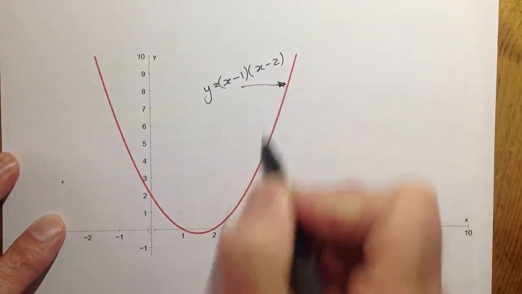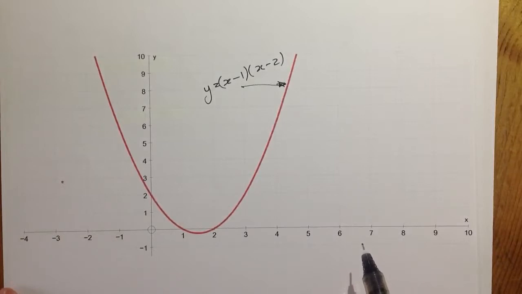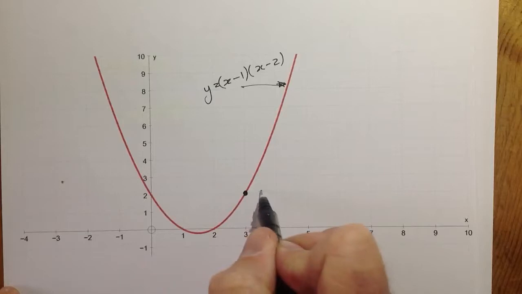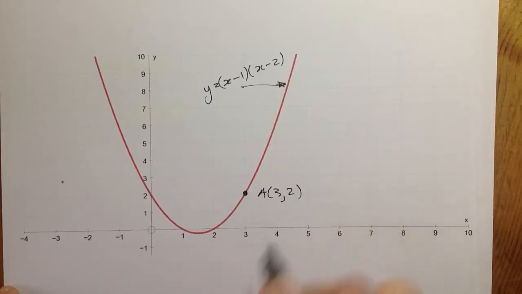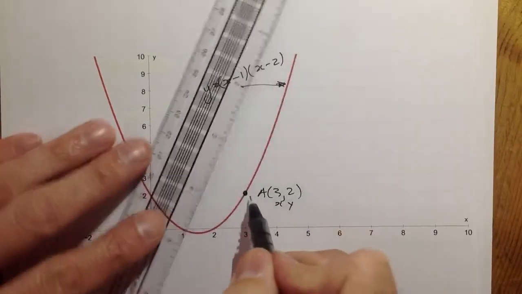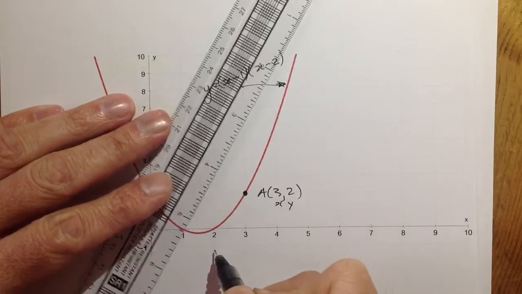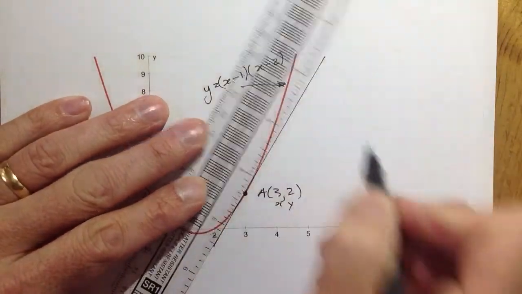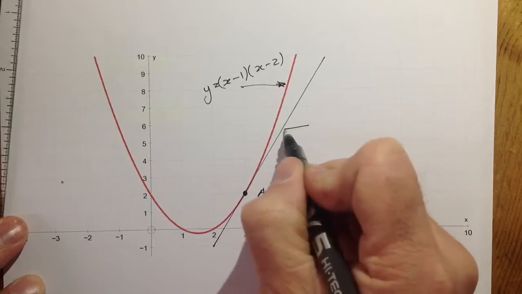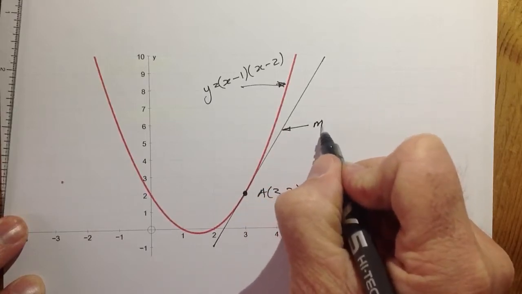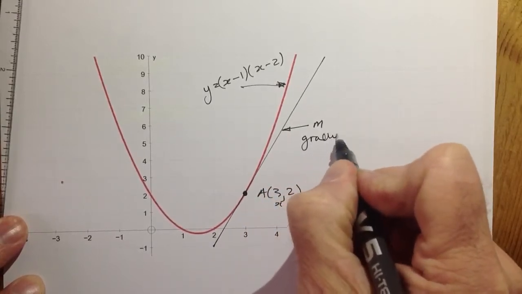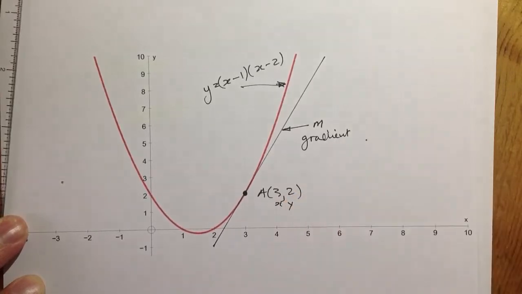Okay. So it's asking us to find the gradient of the tangent to the curve at the point A, where A is going to be the point here, which is the point 3, 2. So my x coordinate is 3, my y coordinate is 2. The gradient at that point there should be a straight line that should be running through something like that there. And really for that line I'm interested in finding out the gradient. Okay, so I'll show you how we do that.